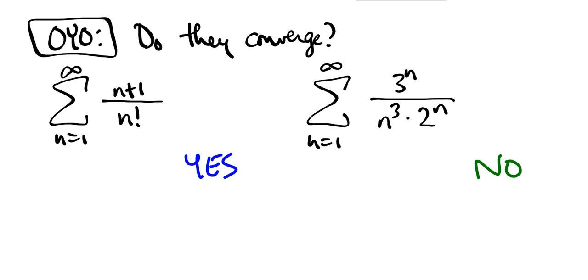Hopefully these are the answers that you got. For the series in blue, the rho turns out to be 0. And for the series in green, rho turns out to be 3/2. 3/2 is bigger than 1. Hopefully these are good examples to flesh out how the ratio test works, and we will see you in class to gain even further understanding.